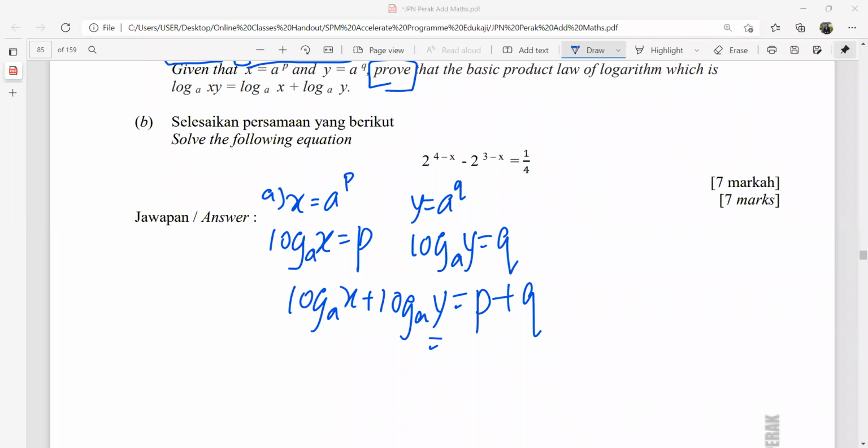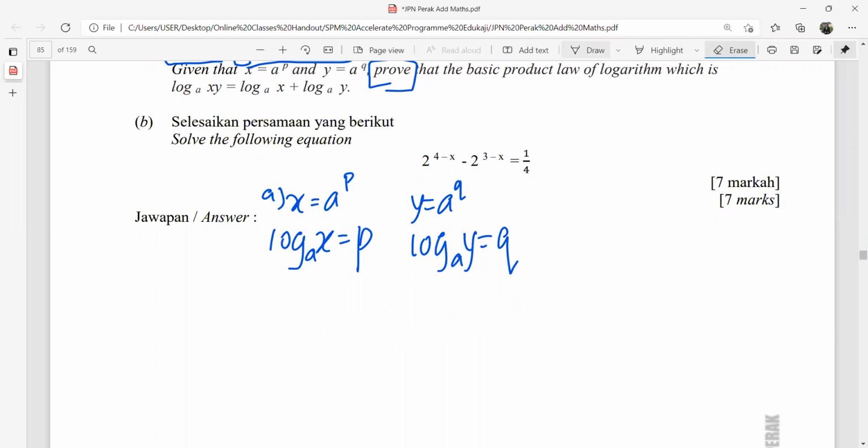So how I start is, I will take x times y first. You cannot start with log xy first. You take x times y because I want to link this one first. So x times y equals a power of p times a power of q. This is the information you prepare.